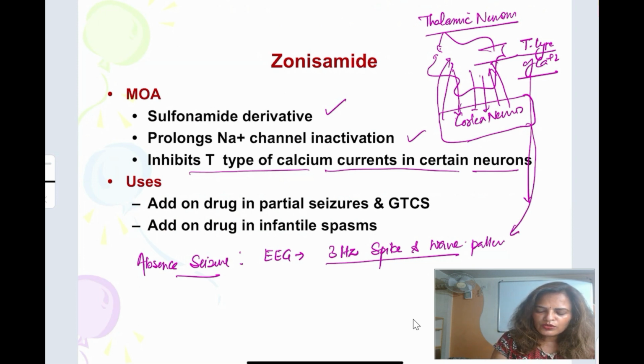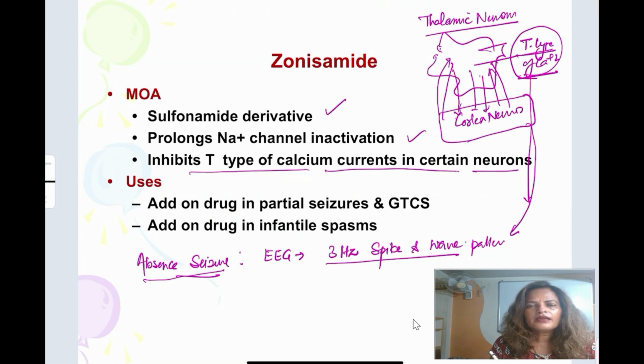In the thalamic neuron, there are the T type of calcium channels, and calcium enters from them, which leads to this absence seizure. So for the treatment of absence seizure, we have to give the drugs which act by blocking this T type of calcium channel. One of the drugs is Zonisamide. The other two drugs are sodium valproate and then ethosuximide.